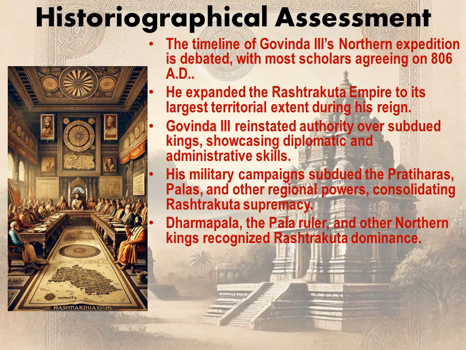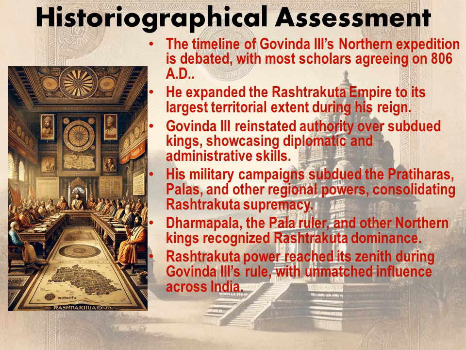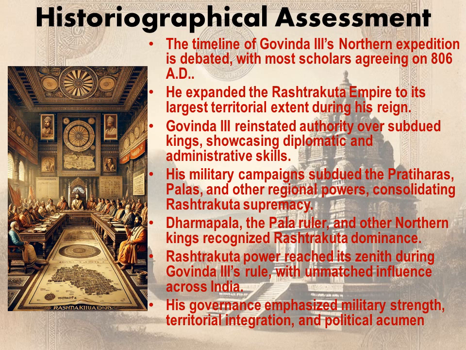Dharmapal, the Pala ruler, and other northern kings recognized Rashtrakuta dominance. Rashtrakuta power reached its zenith during Govinda III's rule, with unmatched influence across India. His governance emphasized military strength, territorial integration, and political acumen.